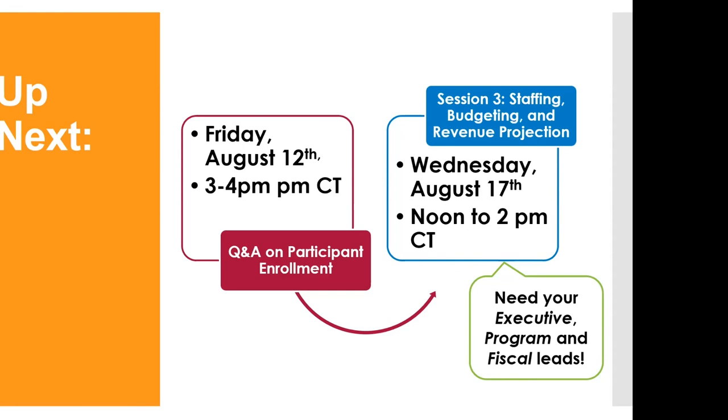And then we're going to come back next Wednesday, the 17th, noon to 2, and talk about staffing, budgeting, and revenue projections, thinking about your budgeting and your fiscal management in a very different way than you may have from a grant space perspective. For that session, we need your executive decision makers, as Ambrosia said, your program lead, and particularly your fiscal lead, because a lot of this is the fiscal planning that falls on them. They're going to have new information and new questions they need to ask your agency and your staff. So we're going to talk about time studies and services budget tools, some of my favorite topics.